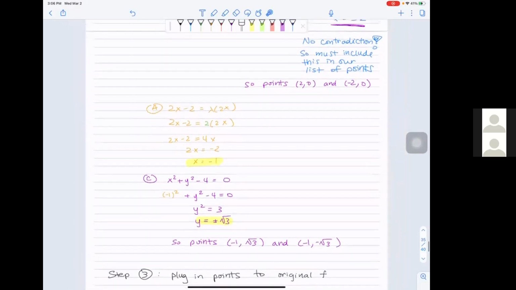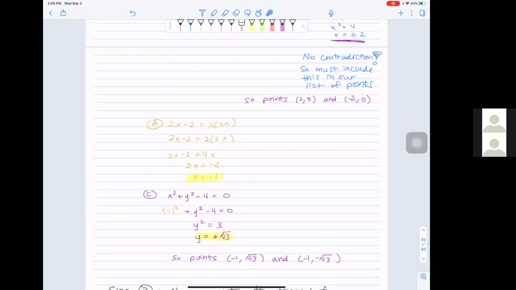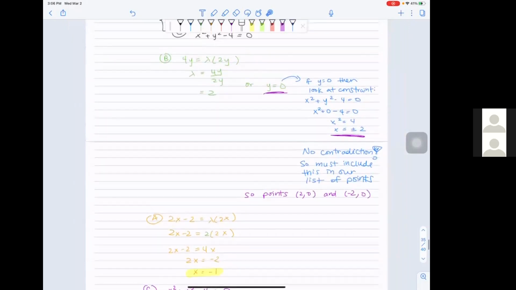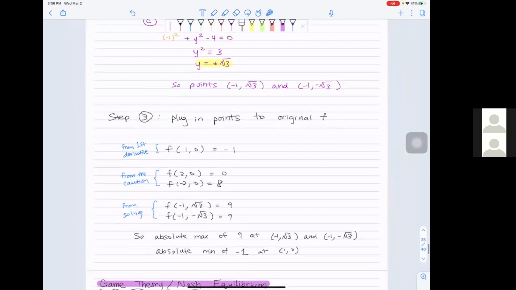So in total, now we take all those points that we had. So we had negative 1, square root 3, negative 1, negative square root 3, and then 2, 0 and negative 2, 0. And remember from our interior point also, we plug those into the very original f, see what outputs we get. And we see that the greatest value is 9. So we have an absolute max of 9 at those 2 points, an absolute min of negative 1 at 1, 0.